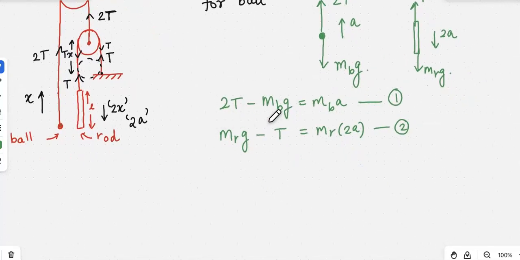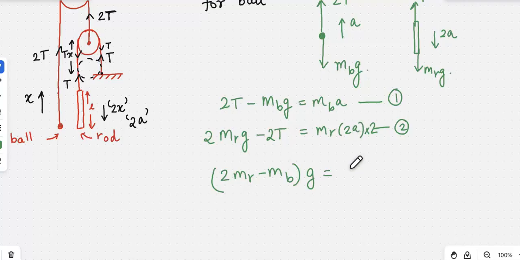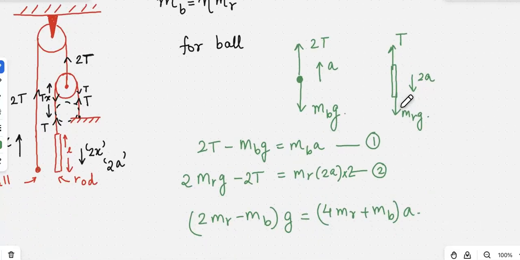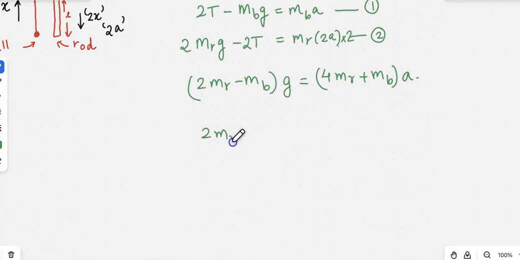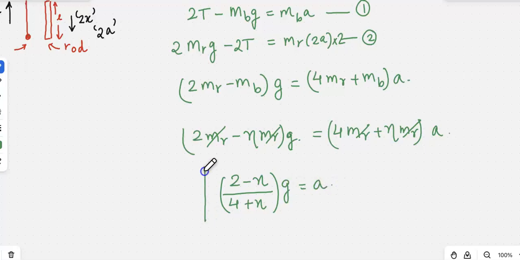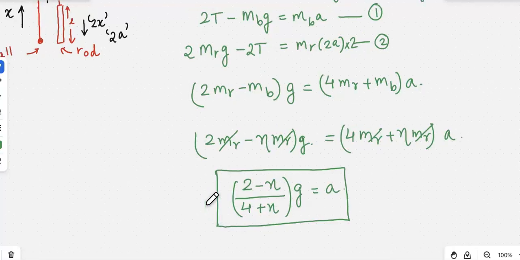Now what we will do, we will multiply this equation by 2 on both sides. Then I will add these two equations, and you can cancel 2T. So this will be (2mr minus mb) into g is equal to (4mr plus mb) into a. This will be the acceleration. Now mb is eta times mr, so I can write eta times mr here. Cancel out mr by dividing both sides by mr, so this will be (2 minus eta) upon (4 plus eta) times g is equal to the value of the acceleration a, right? So this is the value of acceleration a.